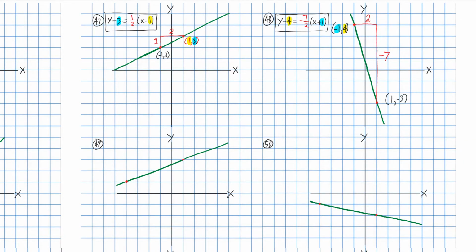So try number 49. Again, we cannot use the y-intercept. We have to use these 2 points here. So try 49, and when you come back, we'll do it together.